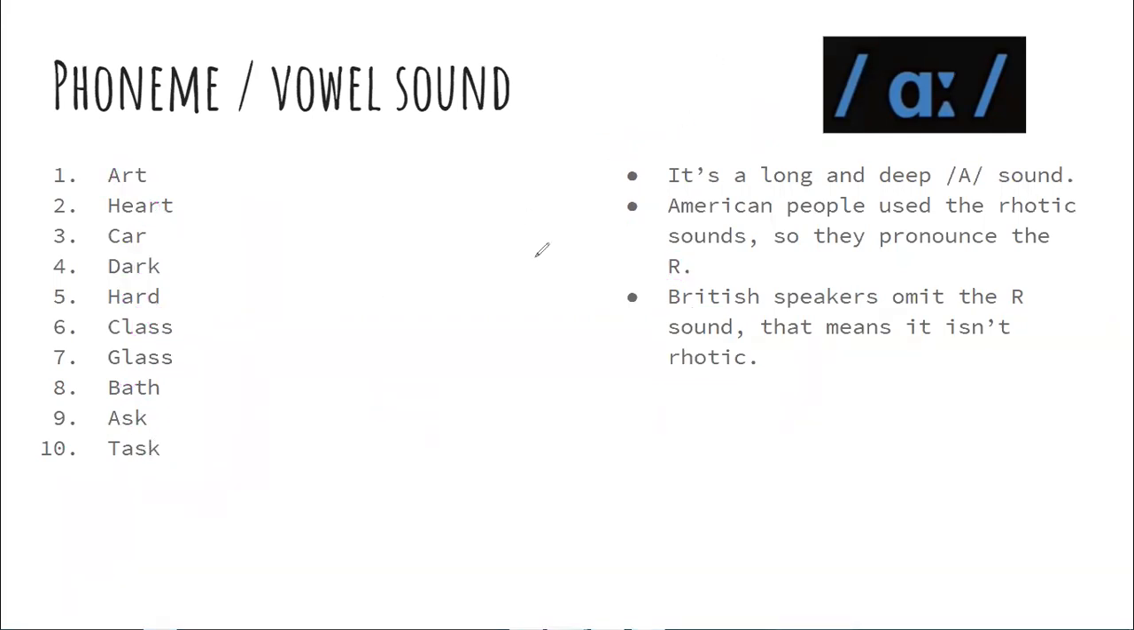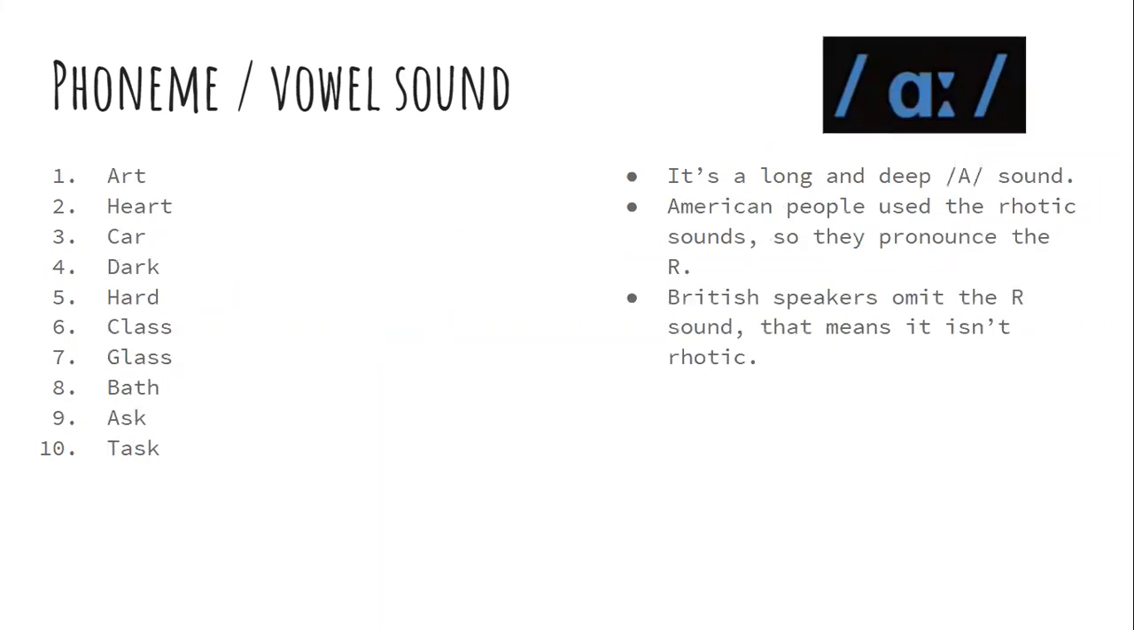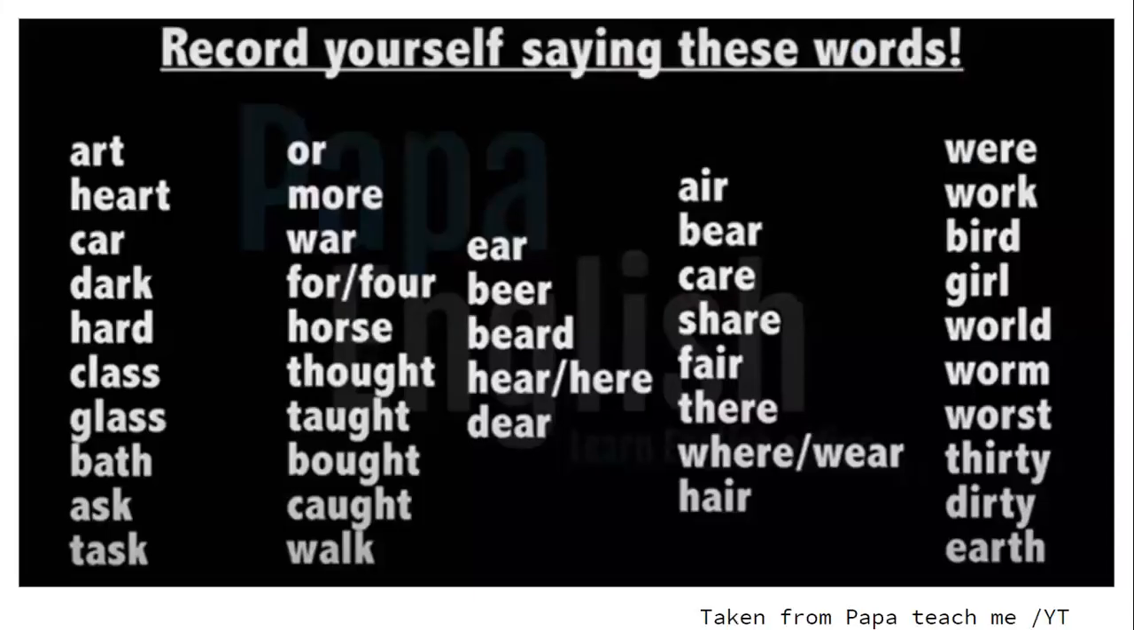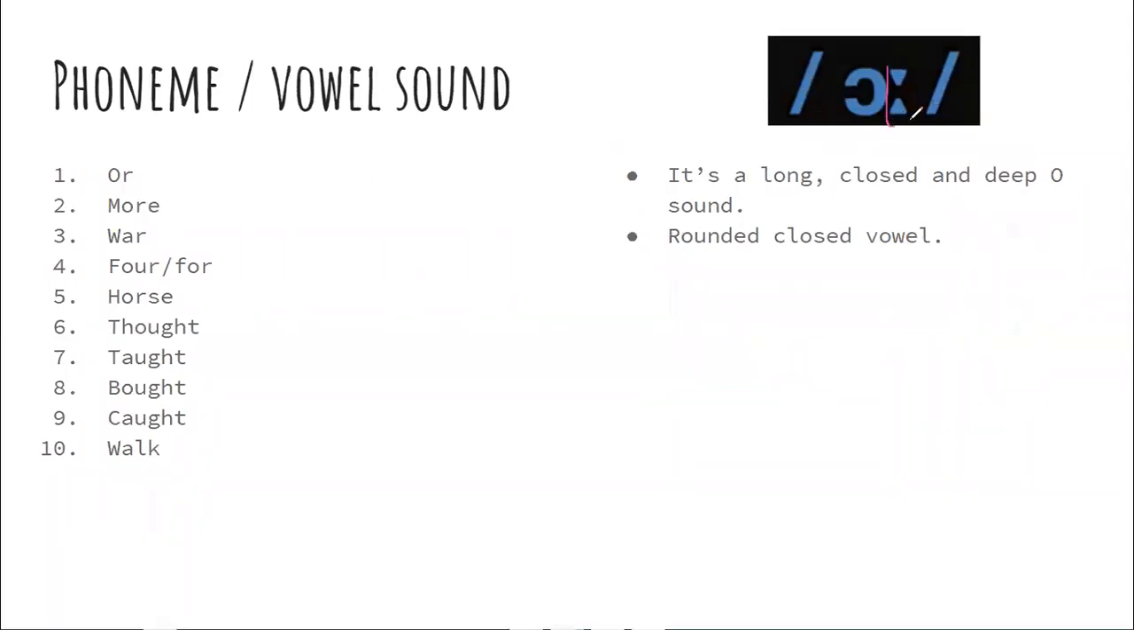Next sound is the sound O, okay? And this sound is the following. As we have a double dot here, we can see that this sound is deep. So it's long, it's closed, and a deep O sound, okay? And it's rounded, so we need to make the mouth round, like O.